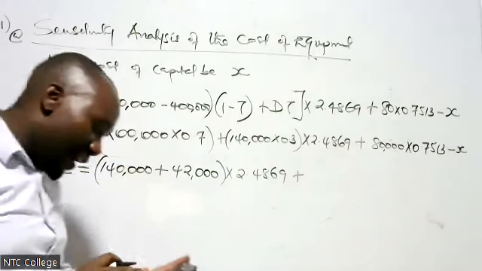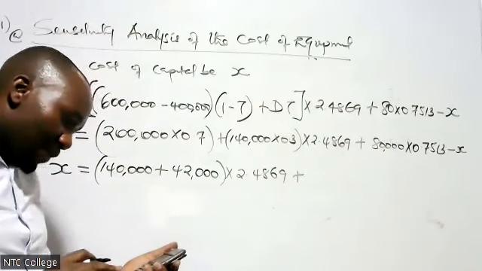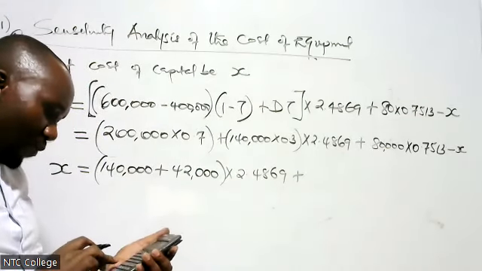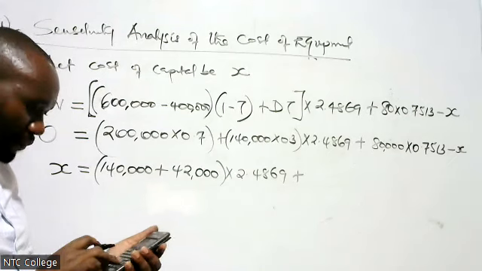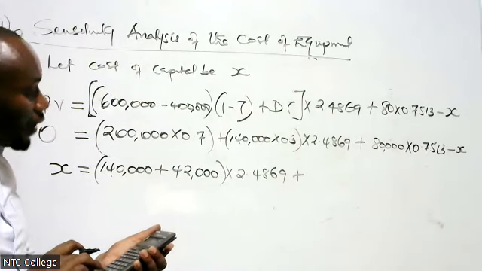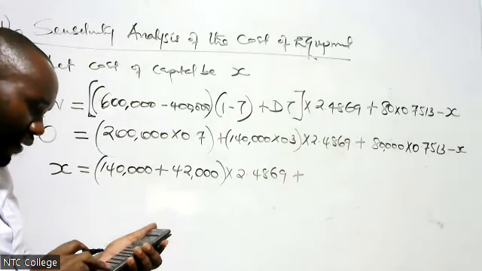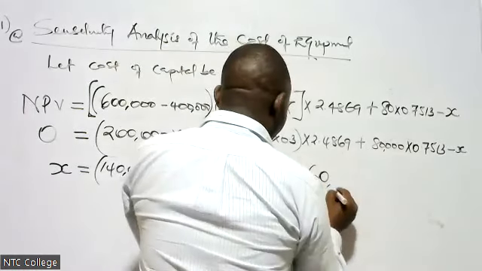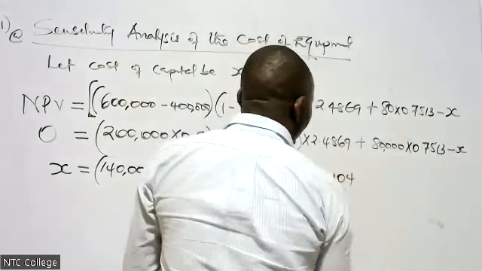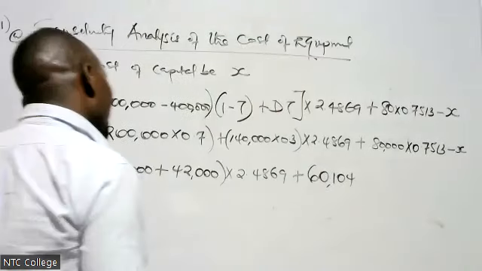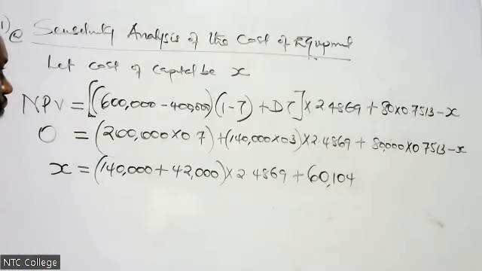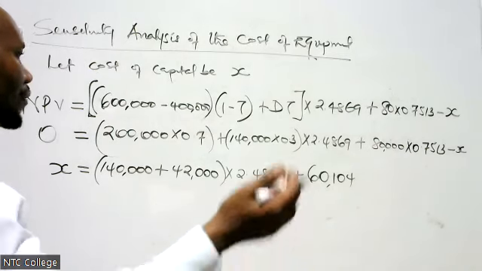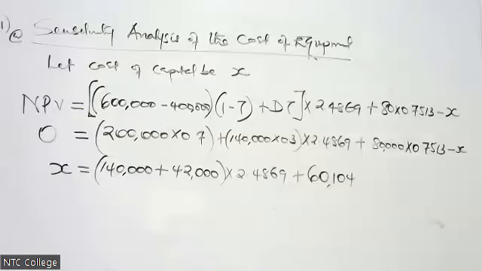So let me calculate my 80,000 times 0.7513. That will give us 6104. So that is the value of X. So let's get the value of X here. And that X will be there. That X will be the cost of the machine.